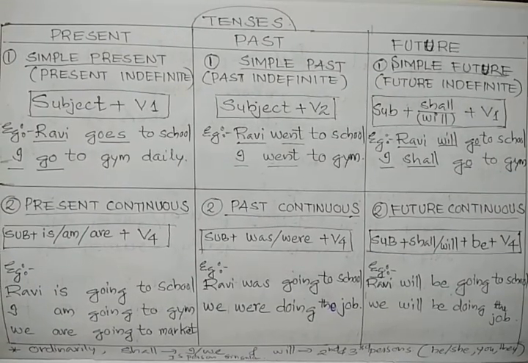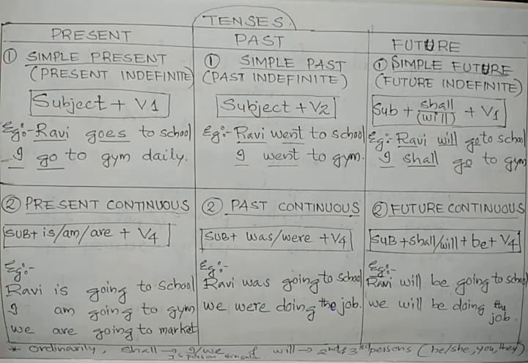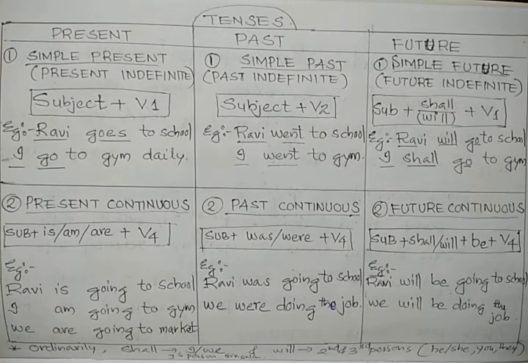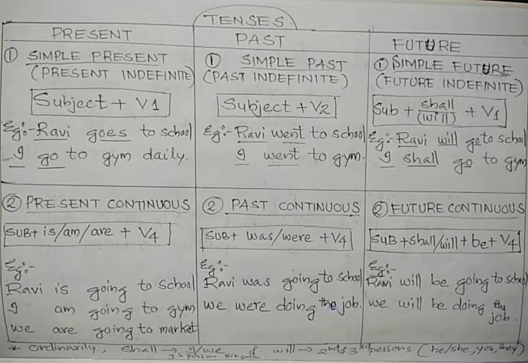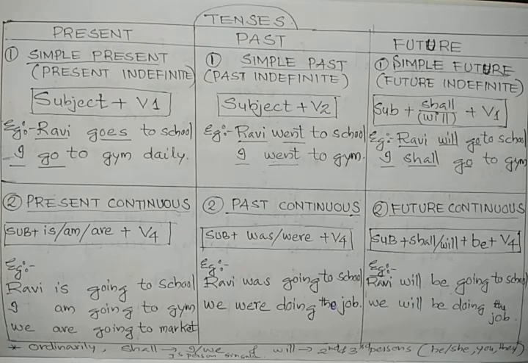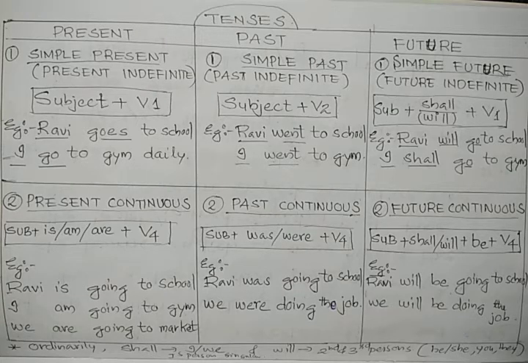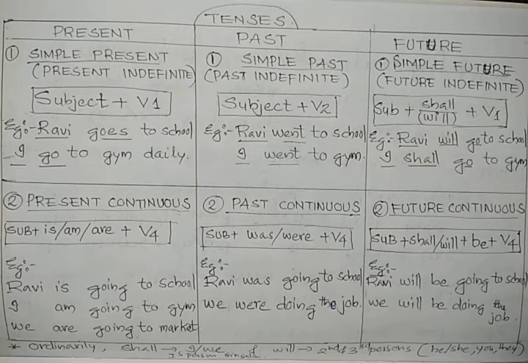See, first one, simple present or present indefinite. Its structure is subject plus V1. See the example. Ravi goes to school. Here, Ravi is the subject. Goes is the V1 form of go. Second example. I go to gym daily. Here, I is the subject. Go, the V1 form of go.